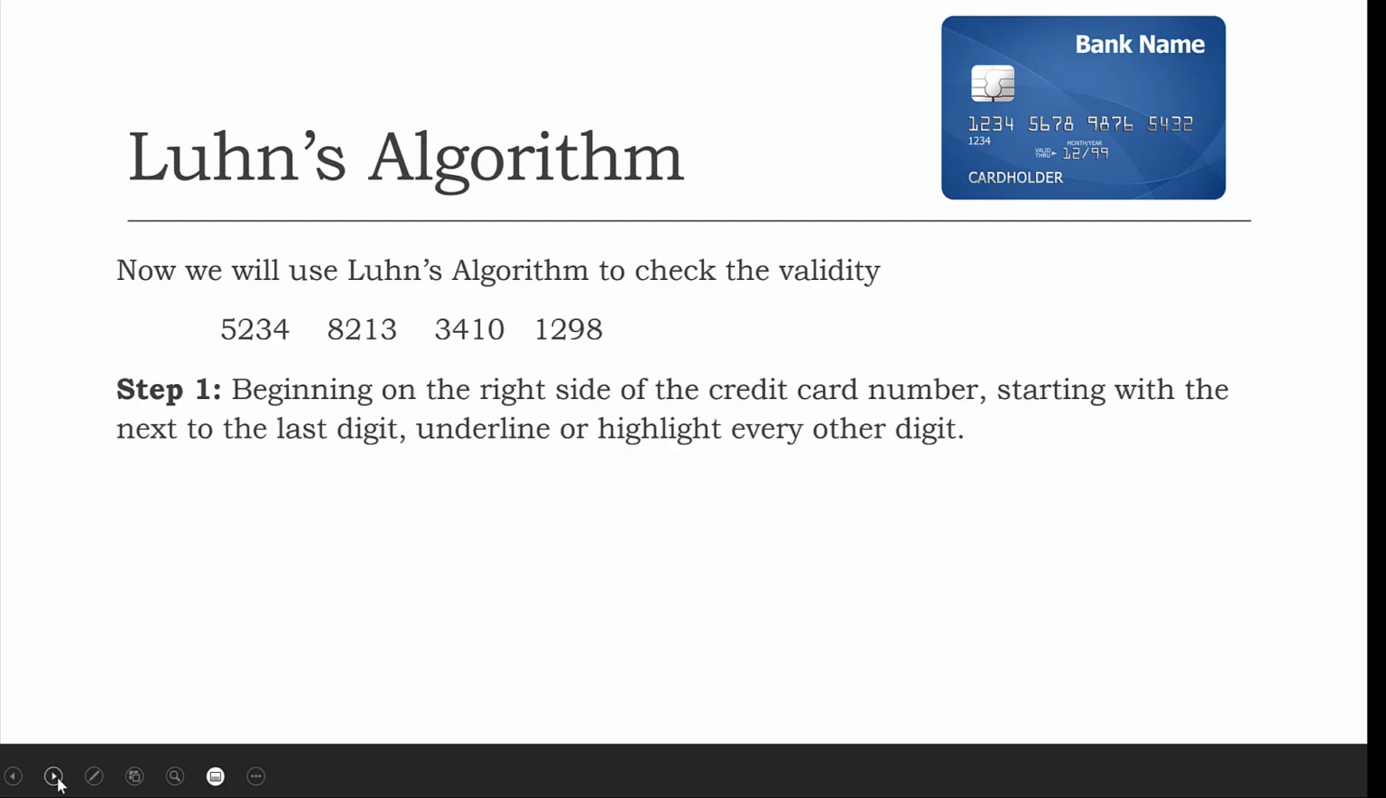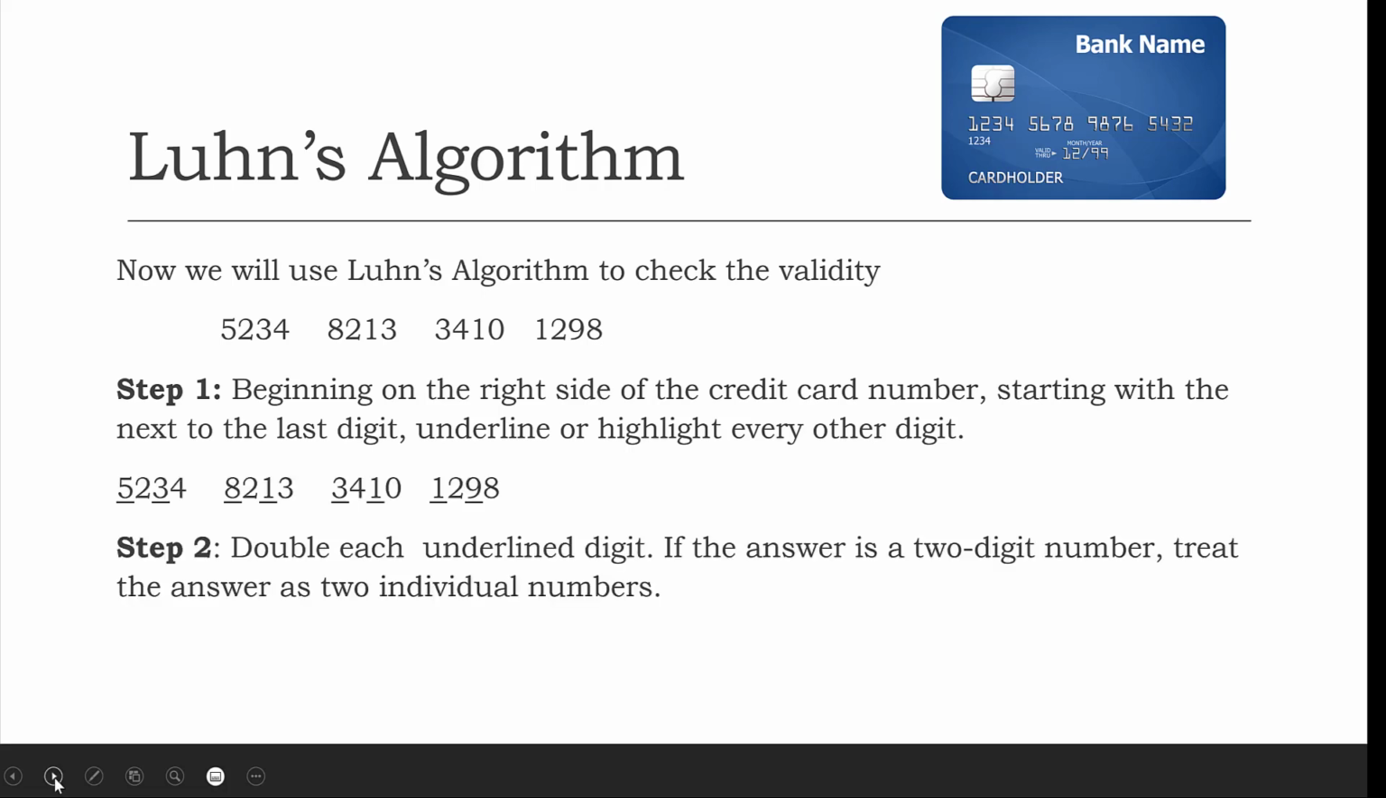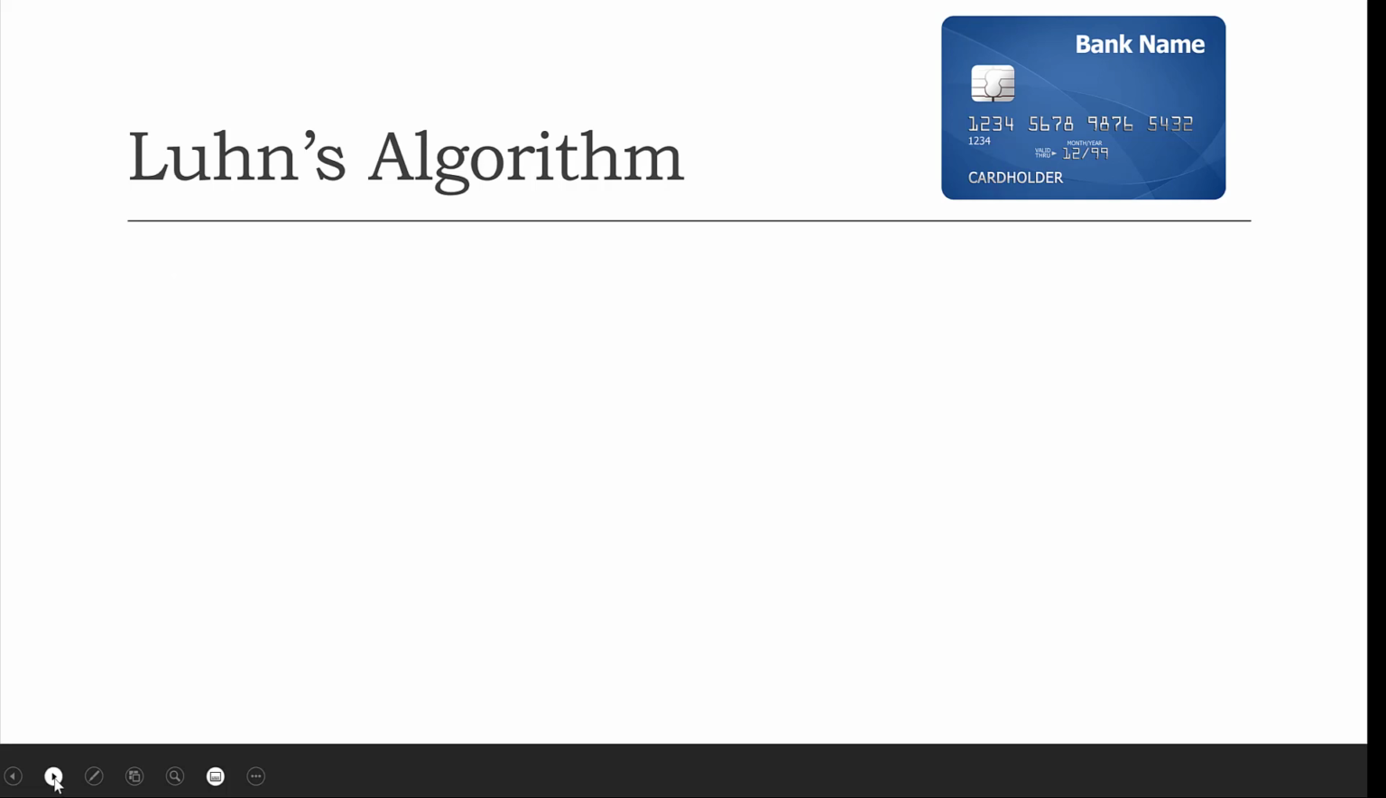All right, so now we'll use Luhn's algorithm. What you're going to do is start on the right-hand side of the credit card number with the next to the last digit, and you're going to highlight or underline every other digit moving toward the left. Now we're going to go through and double the underlined or highlighted numbers. So the 9 becomes an 18, the 1 becomes a 2, 1 becomes a 2, the 3 becomes a 6, and so forth. In the next step, wherever we have a product that was 2 digits, we're going to separate it into the individual digits, and I'll demonstrate that in step 3.